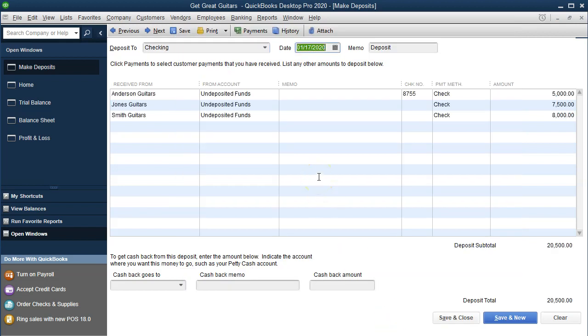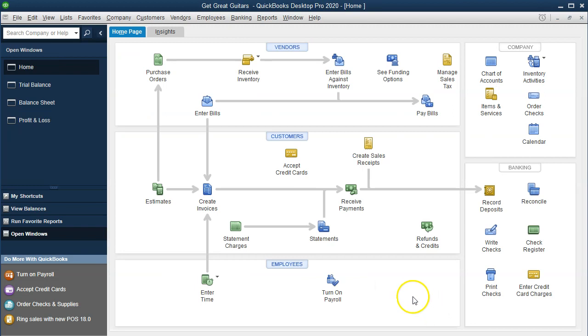The date, I'm going to keep the same at the 17th. And so that is it. So it's going to have these three. 20,500 will be the grouping that will go into the checking account. Let's check that out. We're going to say save and close and see if that is indeed the case.